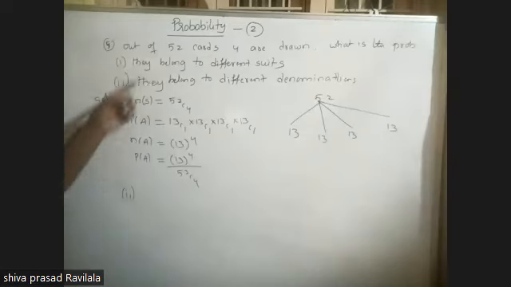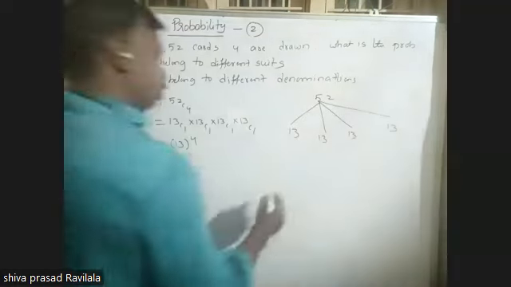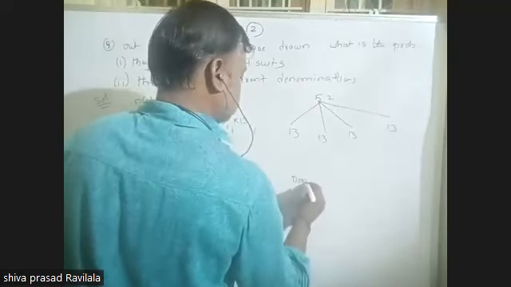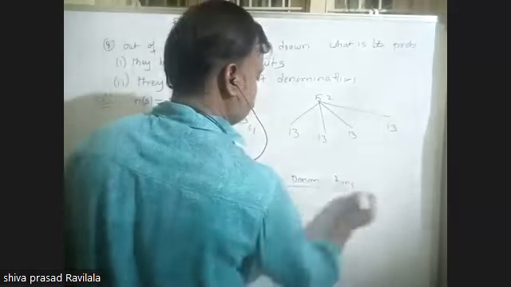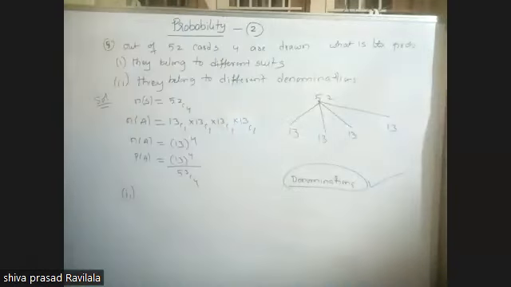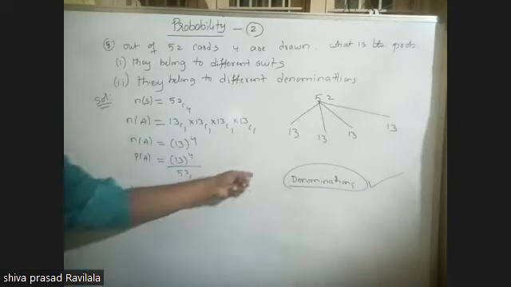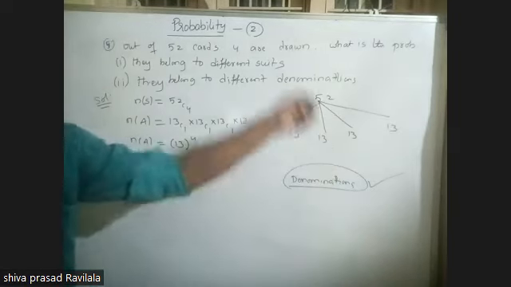Now the second one. In this condition also, n of s is equal to 52C4. They belong to different denominations. We should know the word denominations. When we enter a bank, they first ask for denominations: 10 rupees, 100 rupees, 500, 1000, 2000, like that. They belong to different denominations means I take one from diamond, one from club, one from heart, and one from spade.